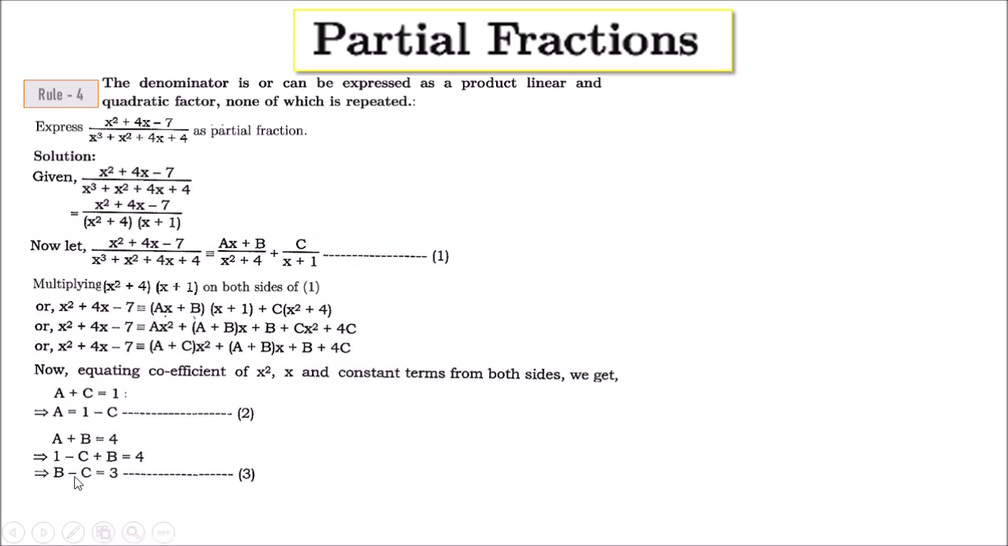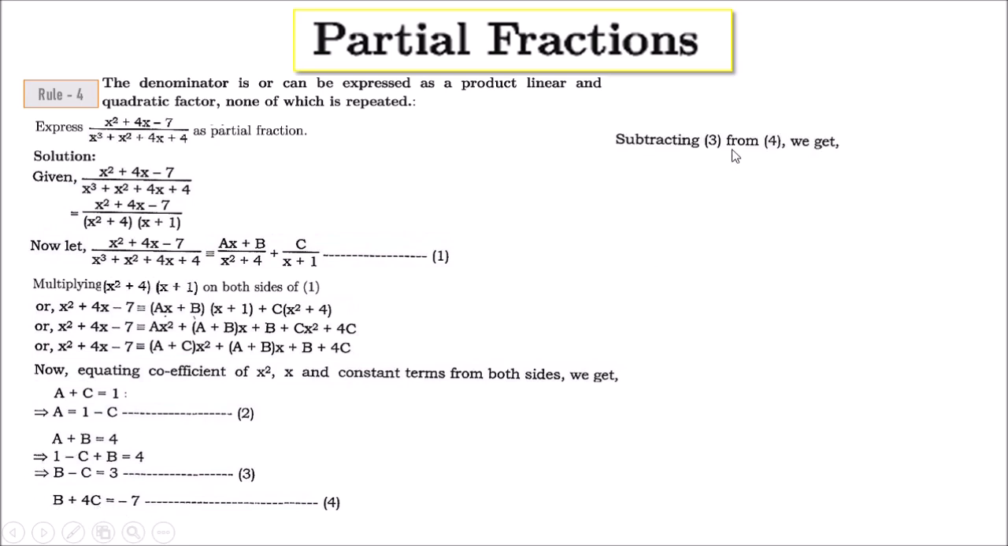So from it you will get b minus c equal to 3, as if you send 1 to the right side, 4 minus 1, that equal to 3. And the constant term, what is the constant term here? B plus 4c equal to minus 7. So b plus 4c equal to minus 7.